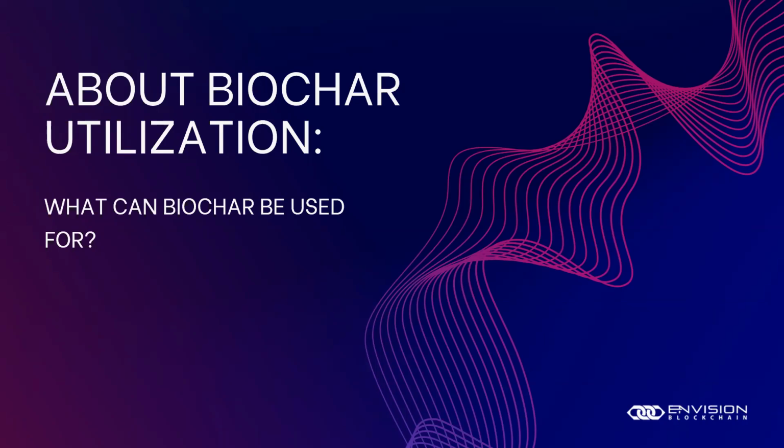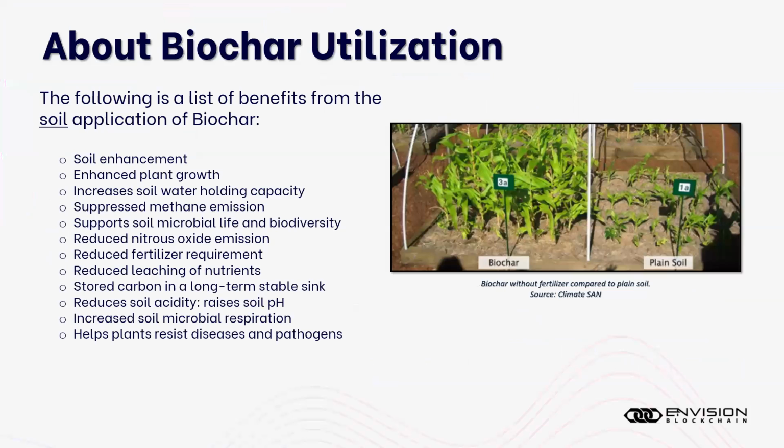So a little bit about biochar utilization. This is just a quick summary of what it could be used for. So here we're going to see a list of benefits for soil application of biochar. It can help with soil enhancement, enhance plant growth, increase soil water holding capacity, suppress methane emission, support soil microbial life and biodiversity, reduce nitrous oxide emission, reduce fertilizer requirements, reduce leakage of nutrients, store carbon in a long-term stable sink, reduce soil acidity by raising the soil pH, increase soil microbial respiration, and help plants resist disease and pathogens.